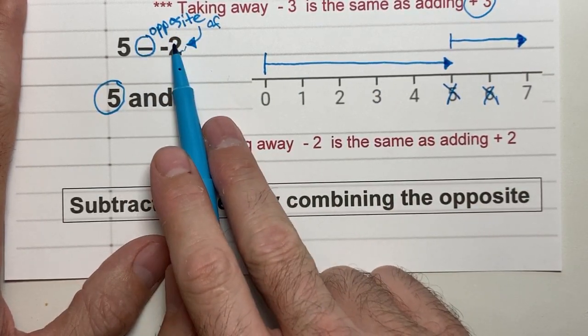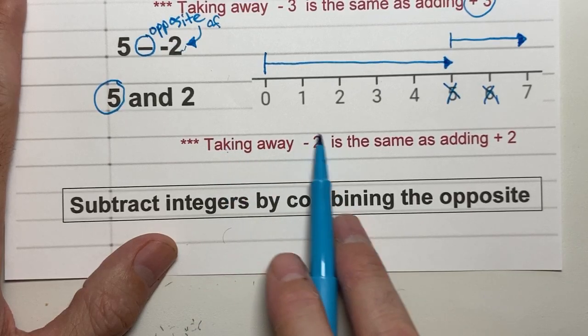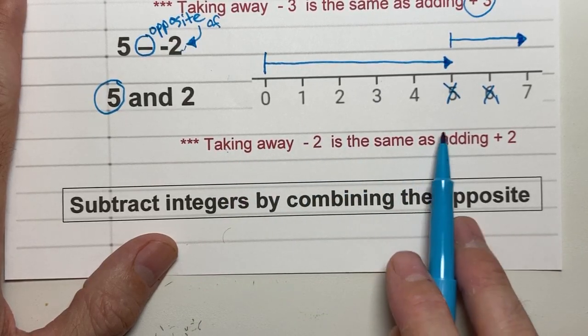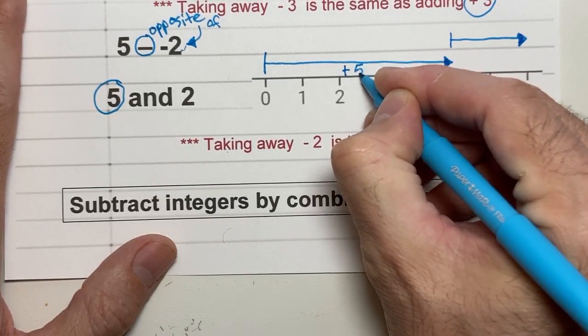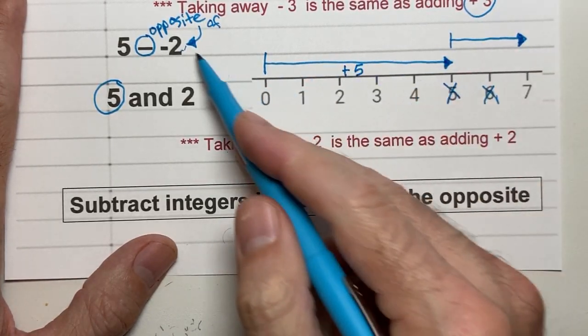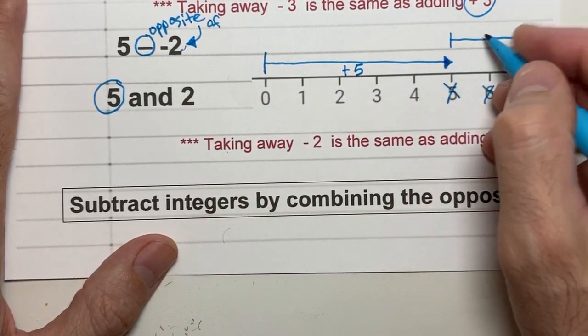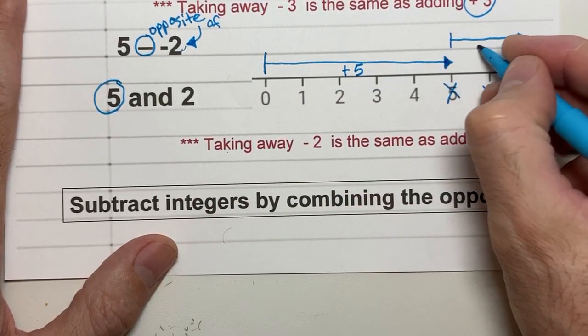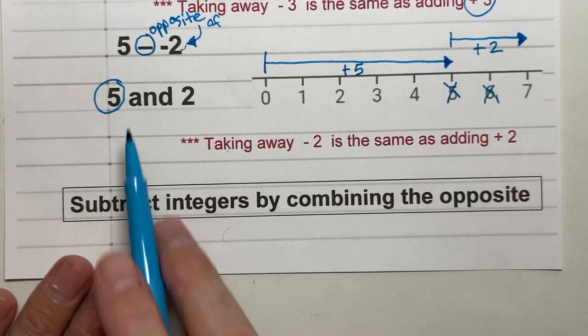So becoming less negative means you're becoming more positive. Taking away 2 negatives is the same as adding 2. So we had 5 positives, and then we took away 2 negatives, and we moved in the positive direction. So that is actually the same as going positive 2.